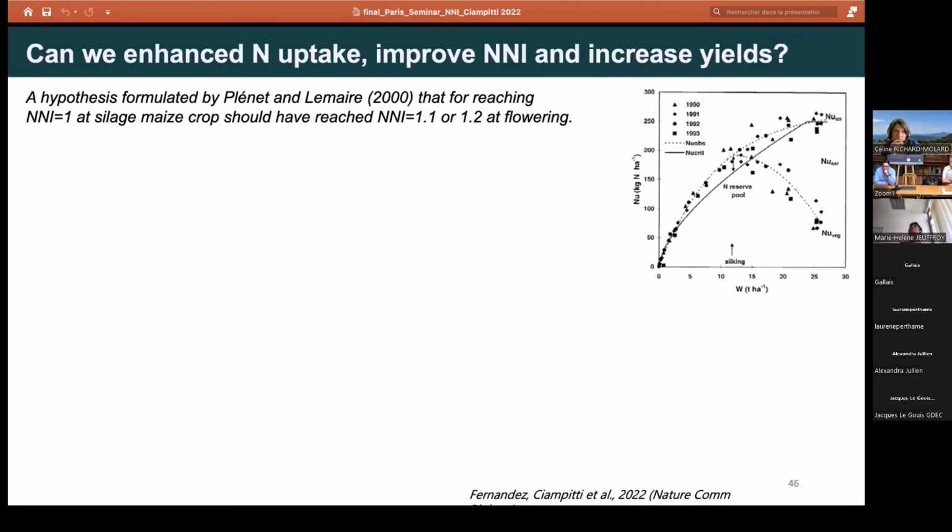To start closing the presentation, we also started looking at one paper that came out last week. And we were able to confirm a hypothesis that was formulated by Gilles Lemaire. If you look at that figure, and many of you are probably quite familiar with this figure, it was basically postulating that reaching NNI at 1 when you have silage maize, and higher NNI when you have flowering, means that we are creating a nitrogen reservoir pool.